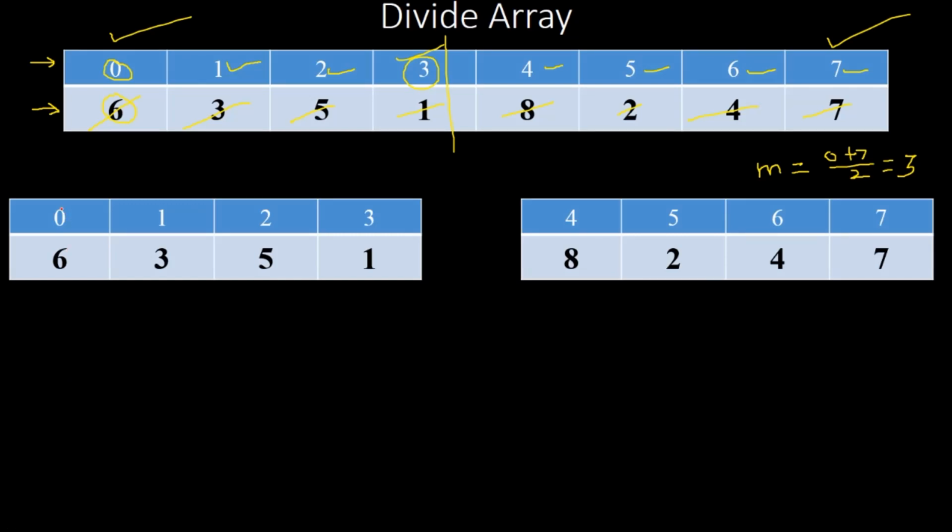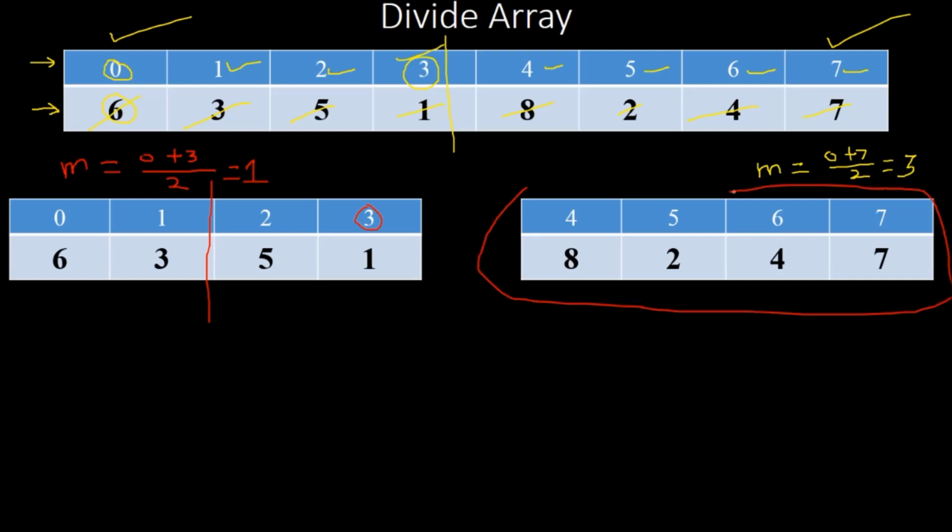So again we will calculate the middle of this, using the same formula. M is equal to 0 plus high, and high is here 3, so 0 plus 3, divided by 2, right? So 3 divided by 2 is 1. In this way we have got the middle position. So we will again divide the array into two parts, index number 0, 1 and index number 2, 3. For this part also we will do the same logic and recalculate the m.